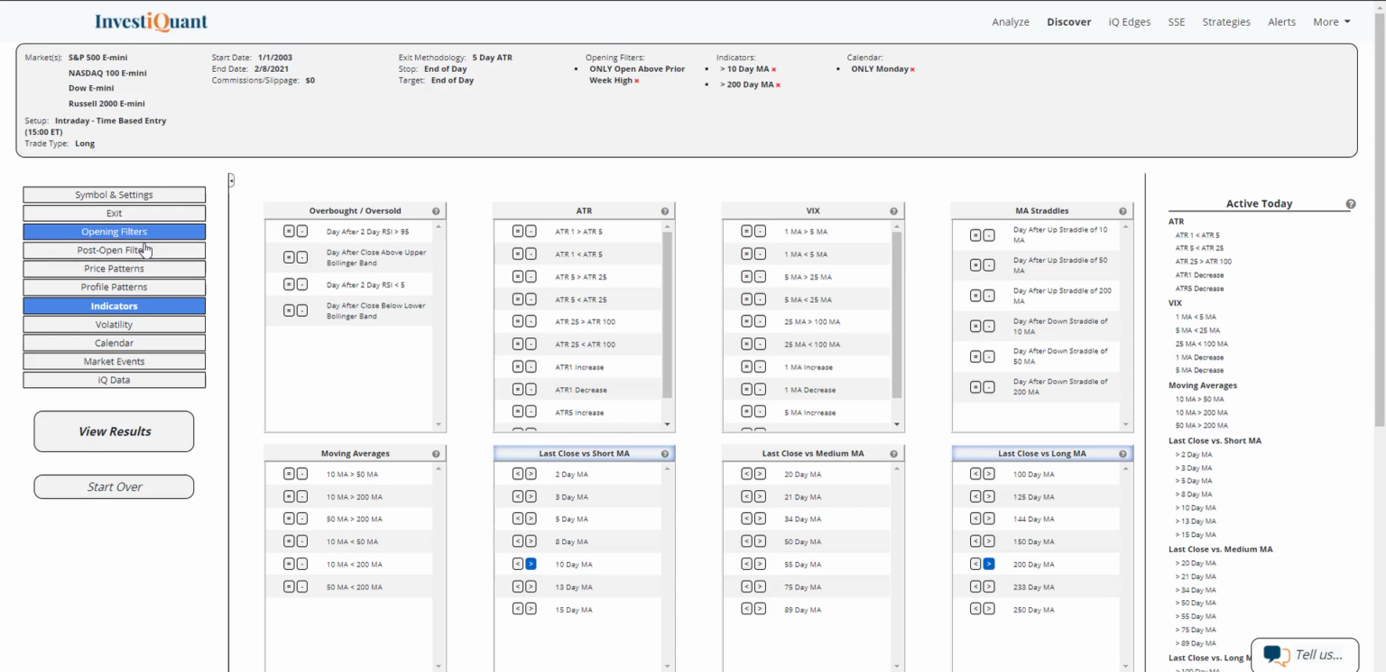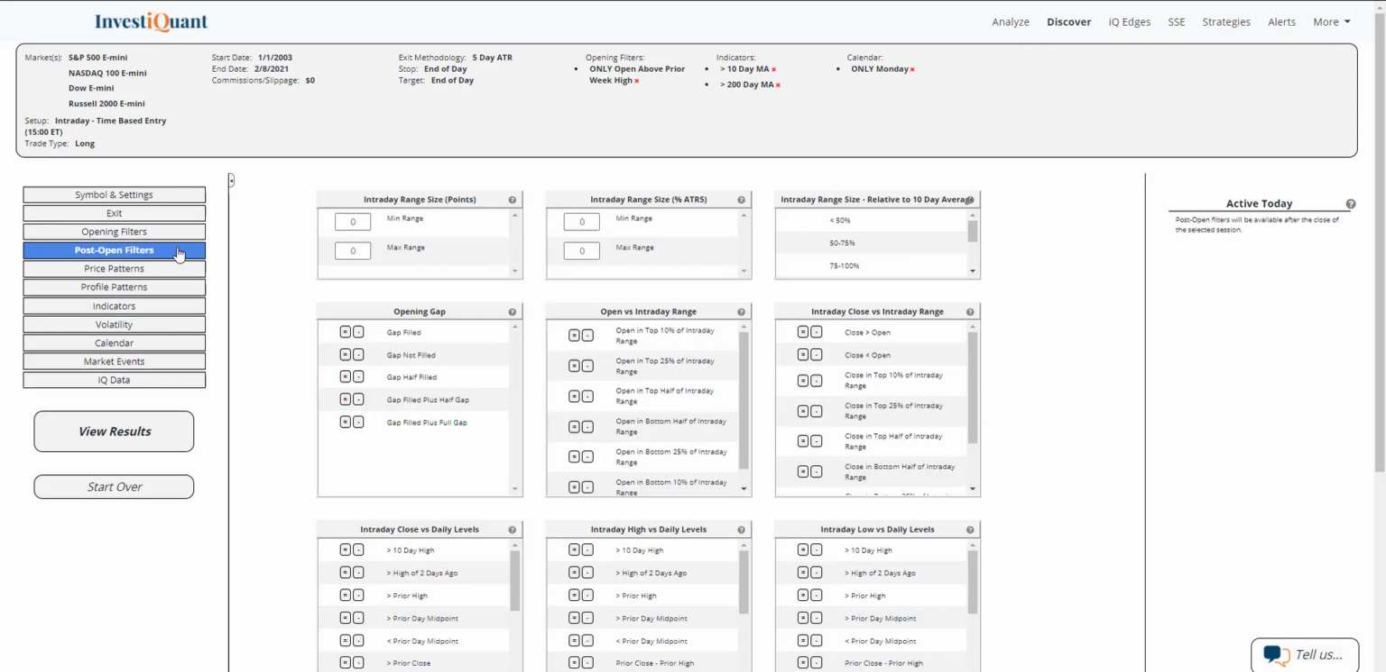And then lastly, I'm going to go into the post-open filters. And this is where I'm going to describe a little bit of the price action that we have seen so far today. And that price action that I'm going to describe it as is we are trading below the opening print for the day, but we're still above Friday's close. So to add that, I'm going to go into the intraday close versus intraday range, and I'm going to say that the close as of 3 p.m. is below the opening print. So I can hit equals for close less than open.